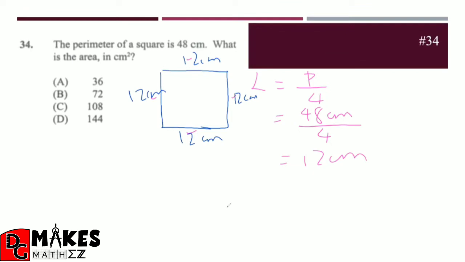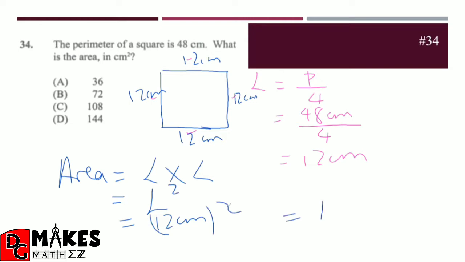Did they ask us to find the length of a side? No, they asked for area, but because we would love for the length to help us to find area, we did this. Now for the area, we know that's going to be one side multiplied by the other side, which is length times length, or length squared, which is 12 centimeters squared, which means our answer is 144 squared centimeters. Good, so we are complete.